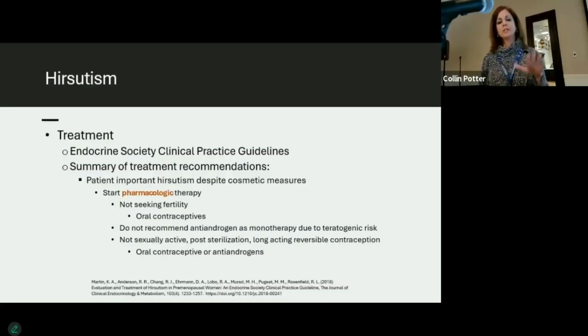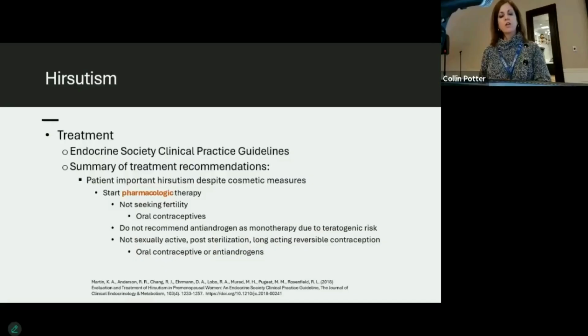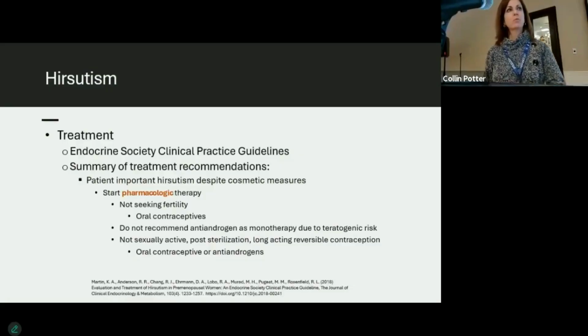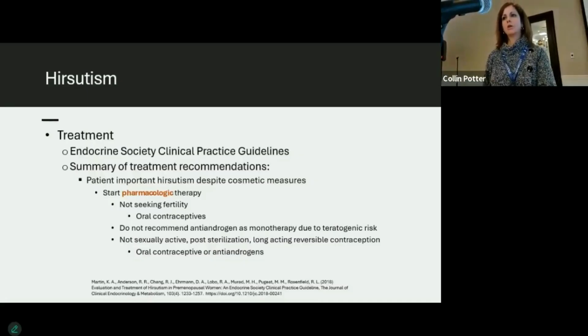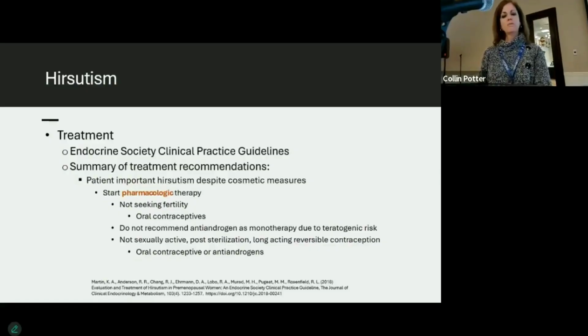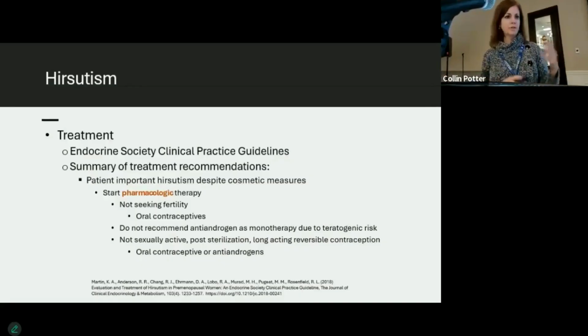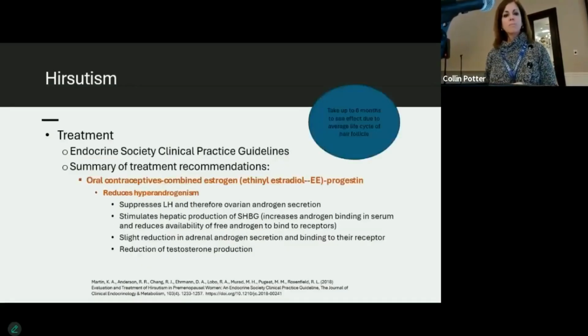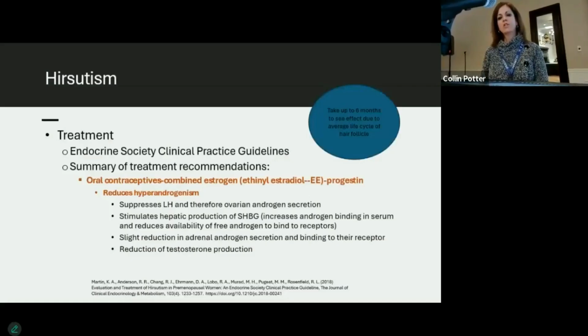If a patient is not sexually active, and this is from their guidelines, they do say something about anti-androgens. I still would be careful with that because human beings can change their minds. So I think patient education and making sure that the patient is set up for safety are very important things. So, not using it as monotherapy. But if there's post-sterilization or if the patient has an IUD, then that's different as far as using an anti-androgen.